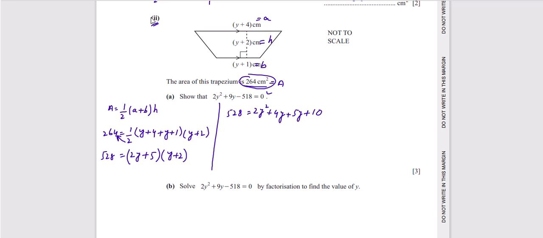So 528 shift to this side: 2y square, 5y and 4y, that is equal to 9y, plus 10 minus 528 is equal to 0. 2y square plus 9y minus 518 is equal to 0. Hence proved.